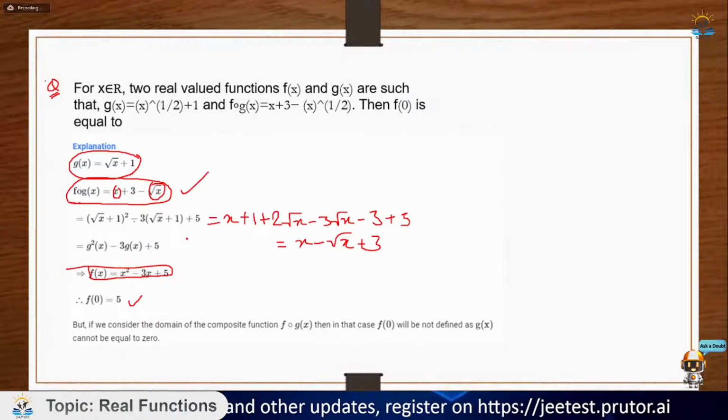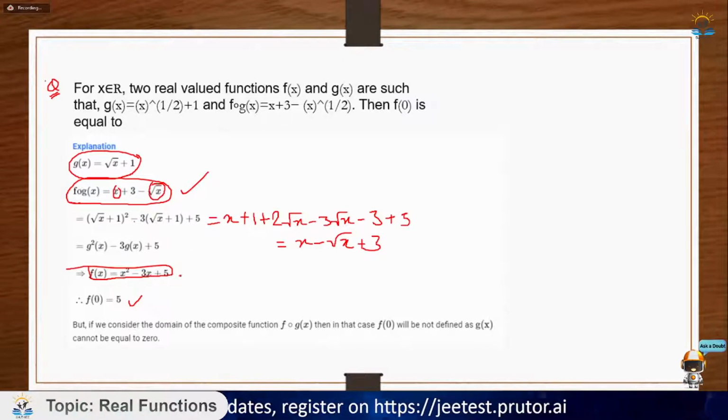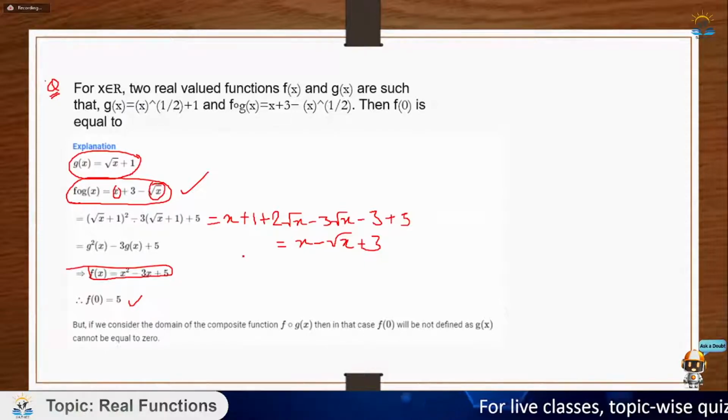Otherwise this is not possible. Yeah, if in the options f of x is given to you, then you can put the value of g of x and check whether you are getting this thing or not. But if it is not given, then you only need to substitute it by your mind, because only thinking will work here, nothing else will help you here. So I hope you got the concept, but thinking is required in this question, and that's what JEE-Main is all about.